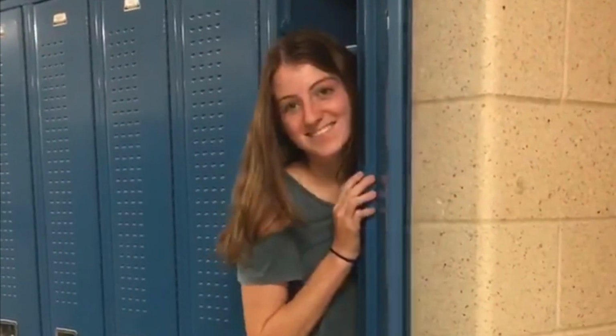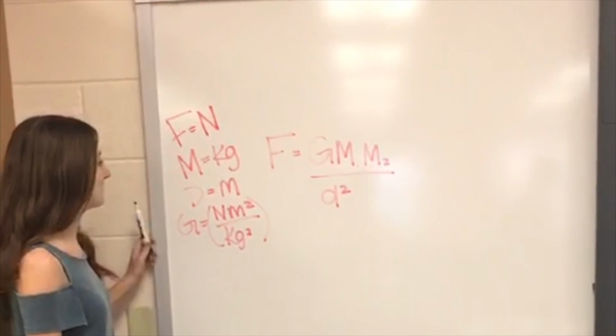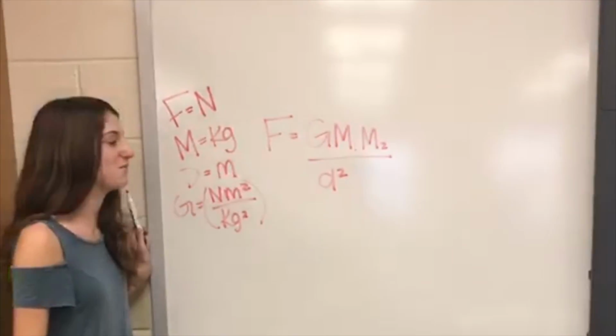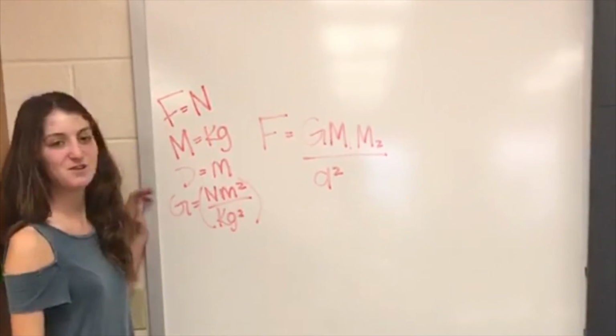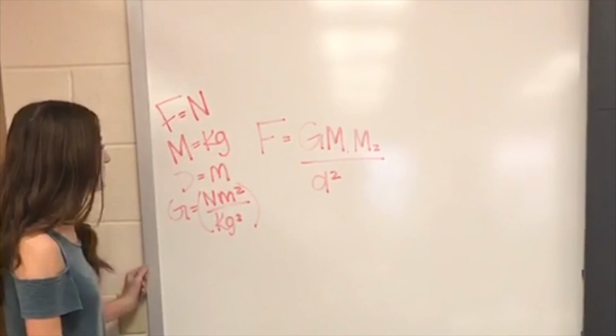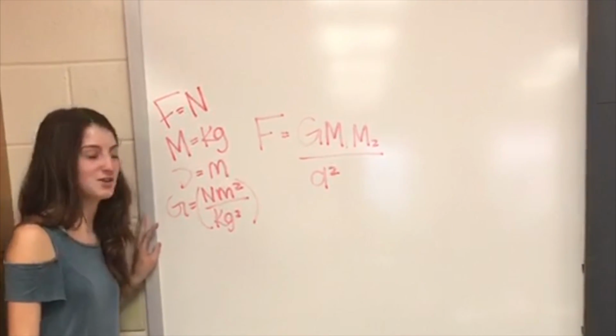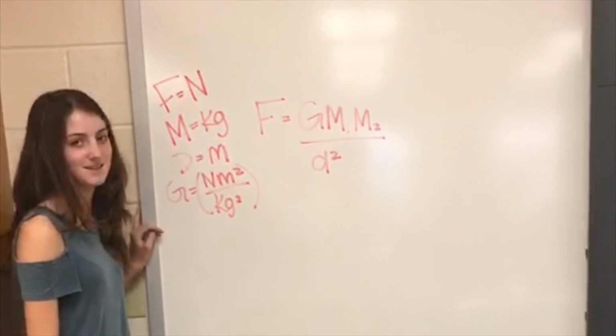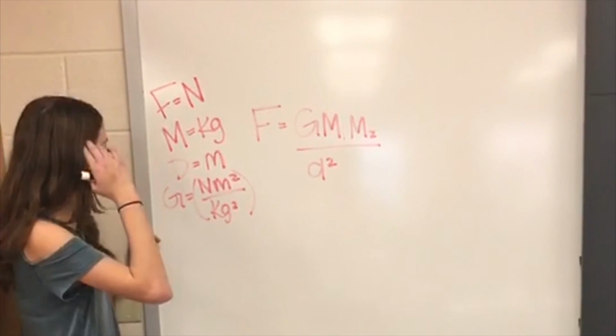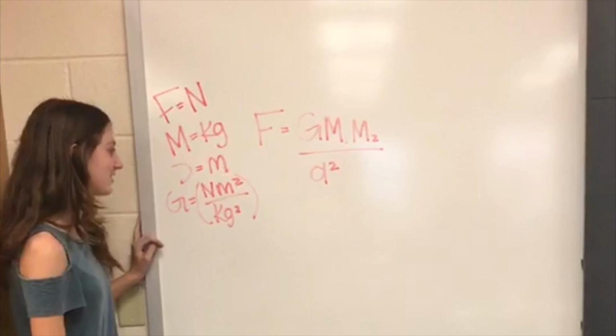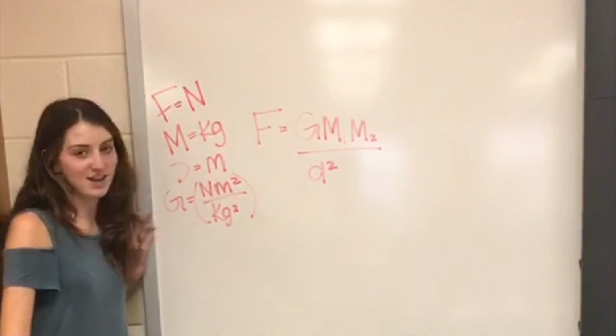Dimensional analysis? Yes, please. This is an example of a dimensional analysis problem, and we are asked to solve for M2. We have our units over here. F is force, which is measured in newtons. M is mass, measured in kilograms. D is distance, measured in meters. And the problem gives us G, which is measured in Nm squared over kg squared.